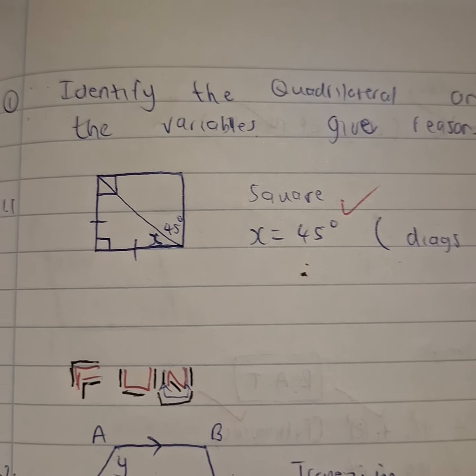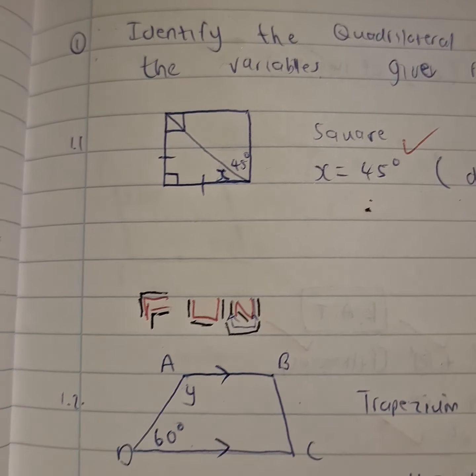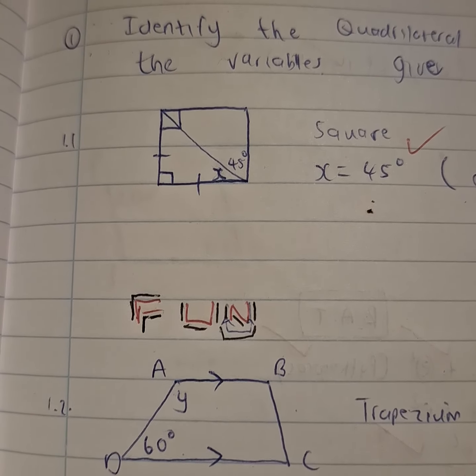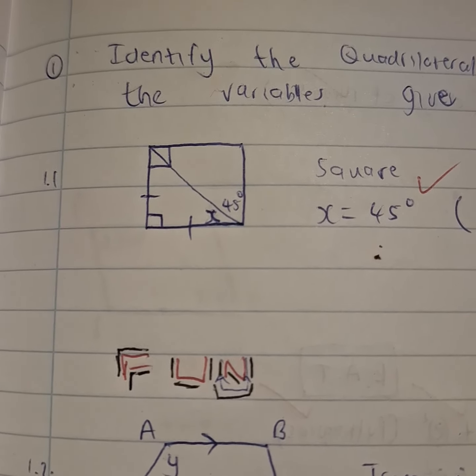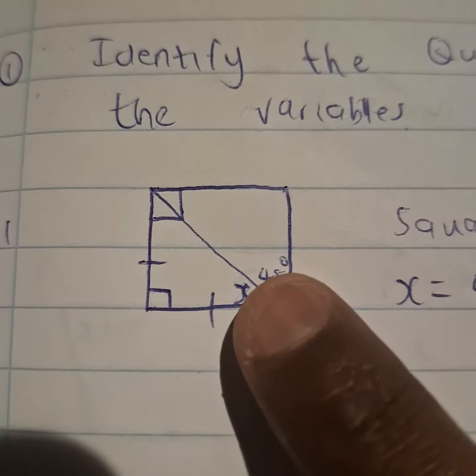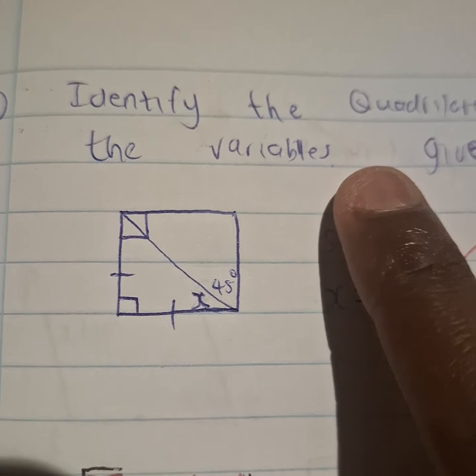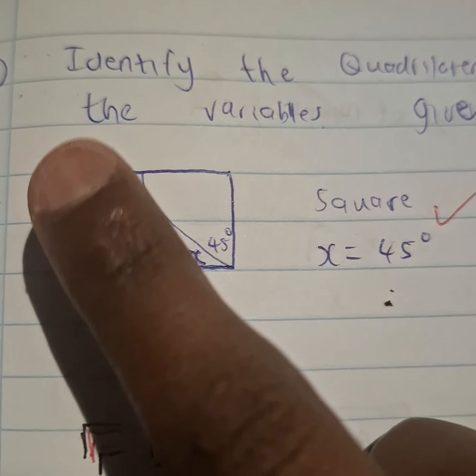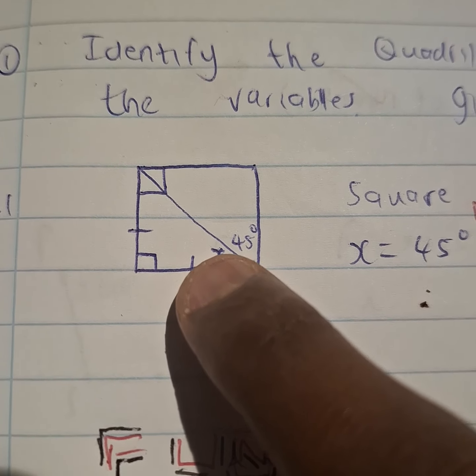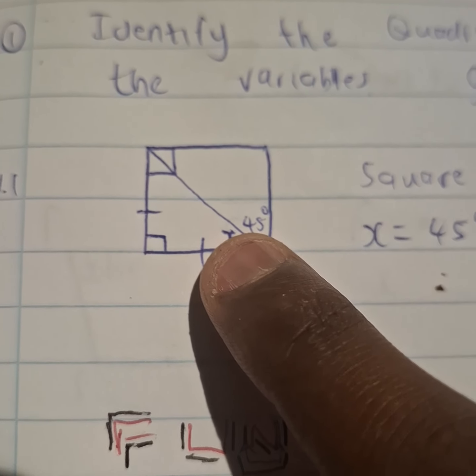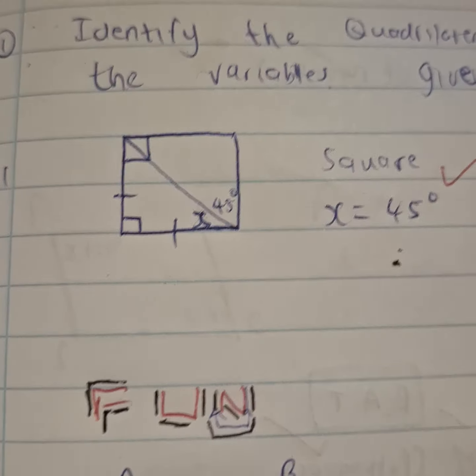Alright, so now we can cross over to some problems that have to do with quadrilaterals so that we can exercise what we know. If we look at this shape, for instance, we have to identify the particular quadrilateral and also determine the variables, giving reasons. So we have to identify the quadrilateral, identify what the value of the variable is, and then give a reason why we are stating that.